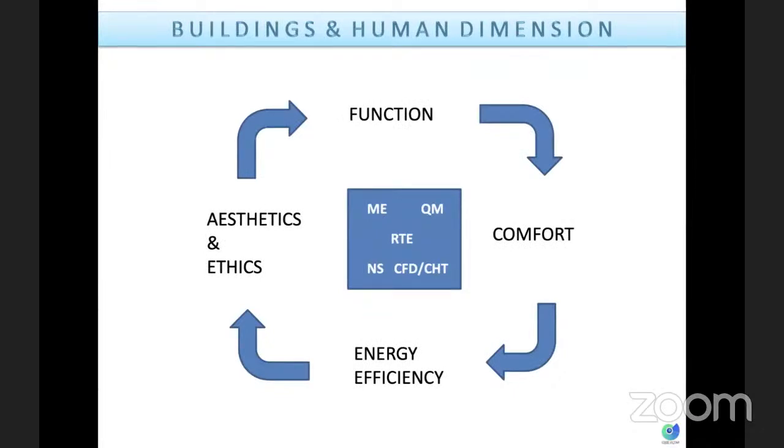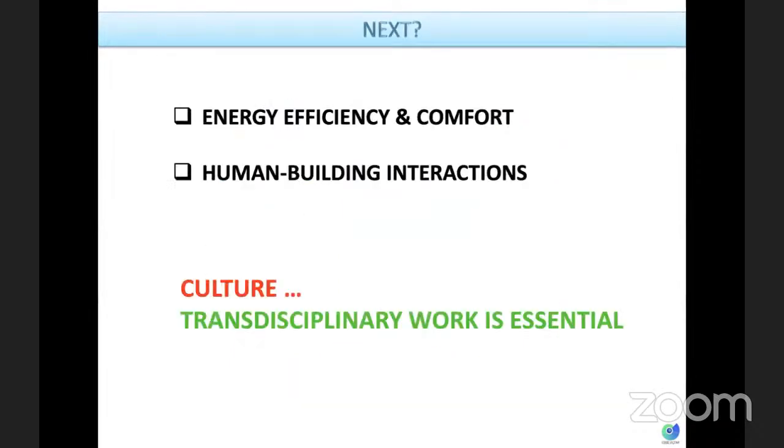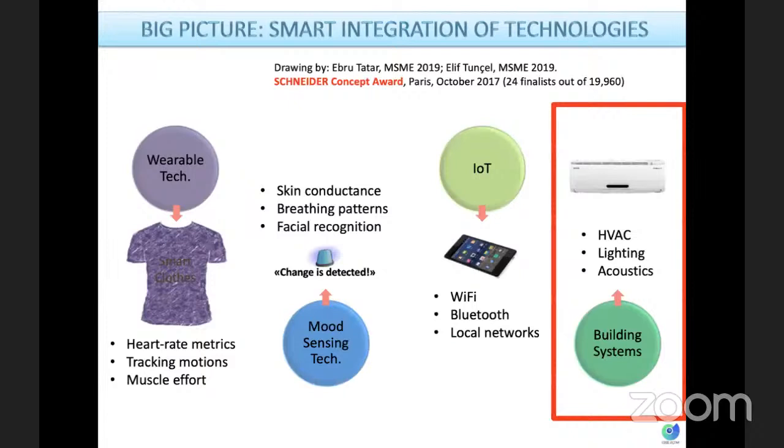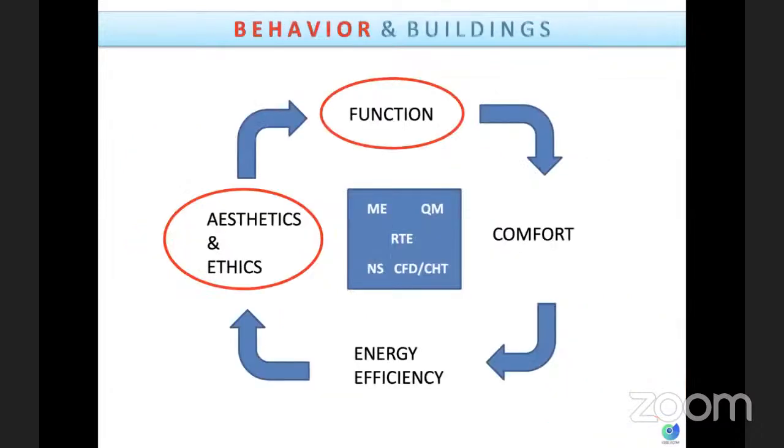This is what most of the people out there want to hear. Comfort and energy efficiency will be the primary goal for the moment. For that, we have to look at human-building interactions and understand why people want what they want. And then we have to somehow relate it to the building systems. Of course, this should not be a one-point measurement, but multi-point measurement. And then we have to go to the aesthetics and relate it to function.